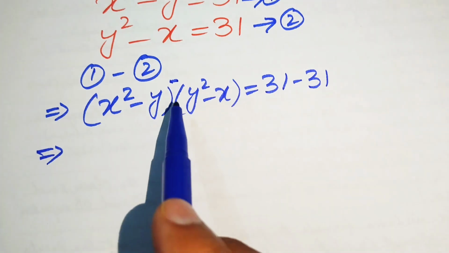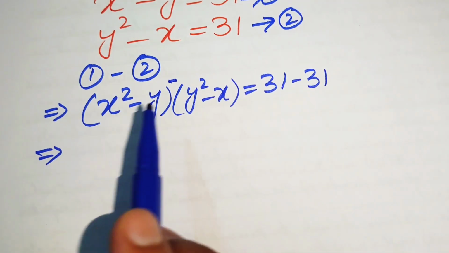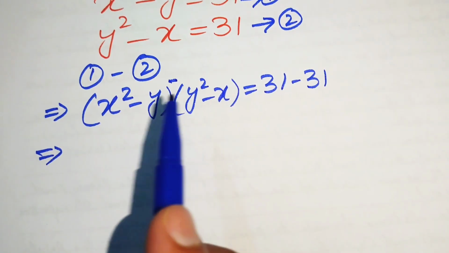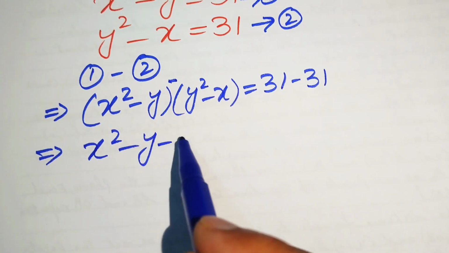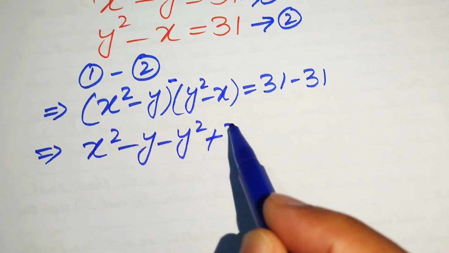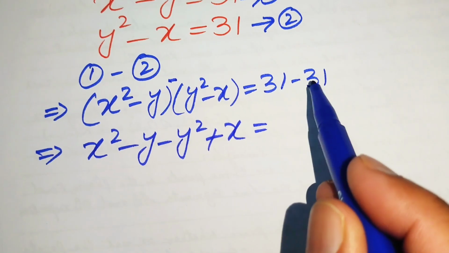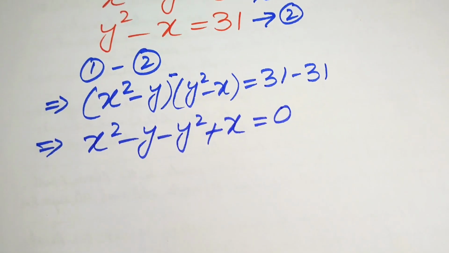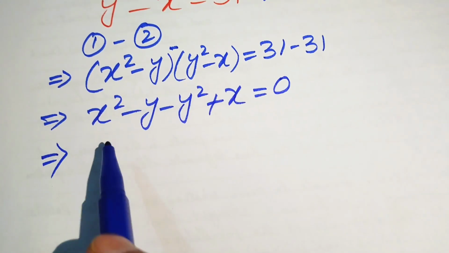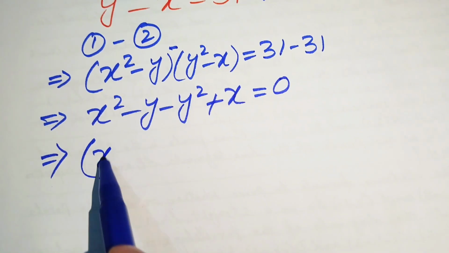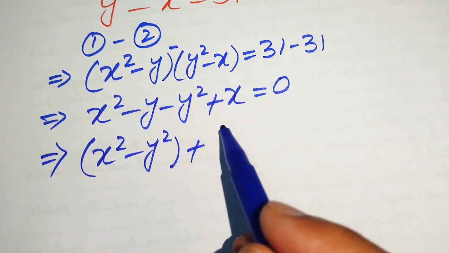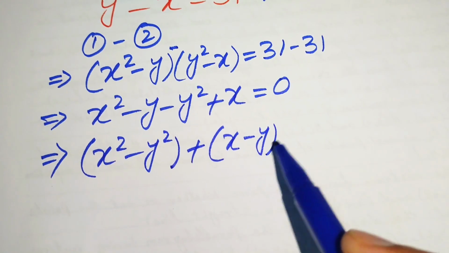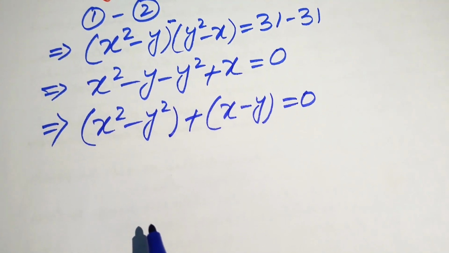Here we subtract these values, so we write the negative sign here. Now we multiply this negative sign on both of these values, and it is written as x square minus y square plus x equals 31 minus 31 becomes 0. And now we rearrange the terms and make the pair of x square with minus y square, and we make the pair of x minus y equals 0.